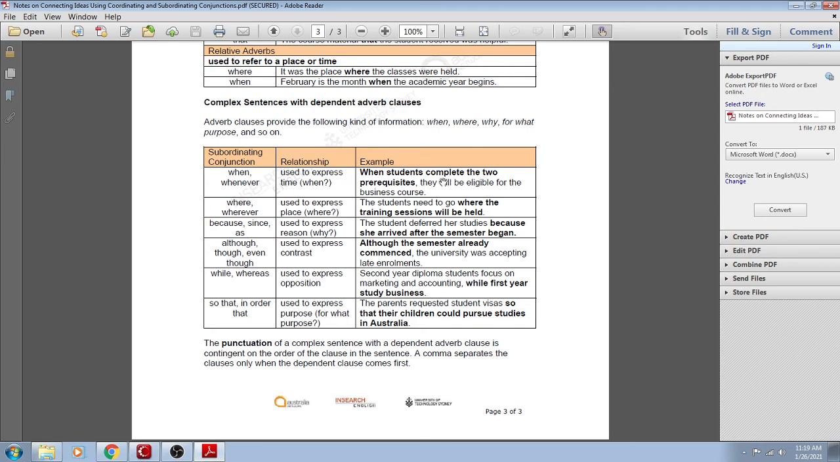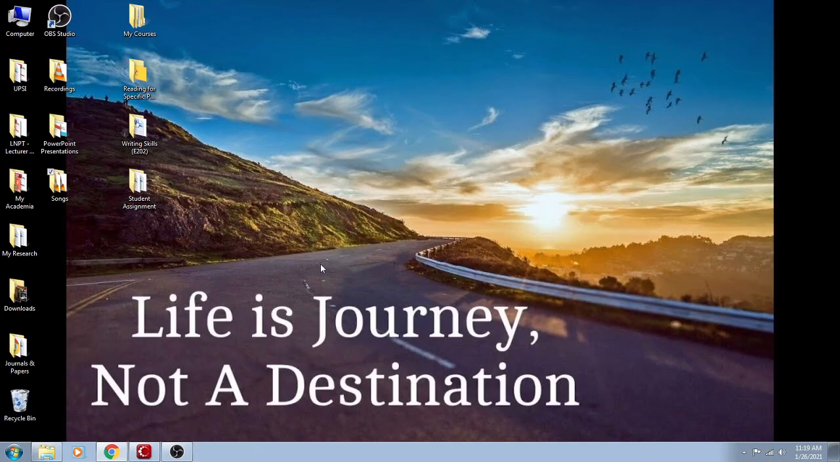When students complete the 2 prerequisites, they will be eligible for the business course. So the second clause is independent. You can take it out and make it a sentence, a simple sentence on its own. These 2 clauses are joined using the subordinating conjunction "when." Students will be eligible for the business course when they complete the 2 prerequisites. And these are other examples of subordinating conjunctions, so please look at them at home.